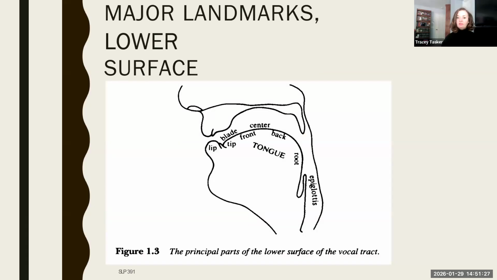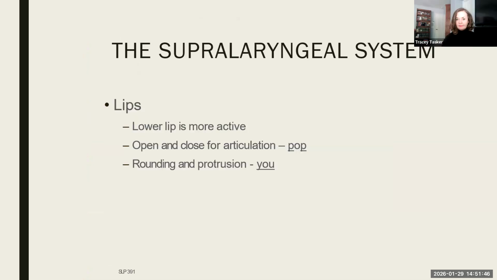So again, if you look at the major landmarks that are labeled here, you have the tip of your tongue, so the very front of your tongue, then the blade. Then moving backwards, you see the root is all the way there by the pharynx.